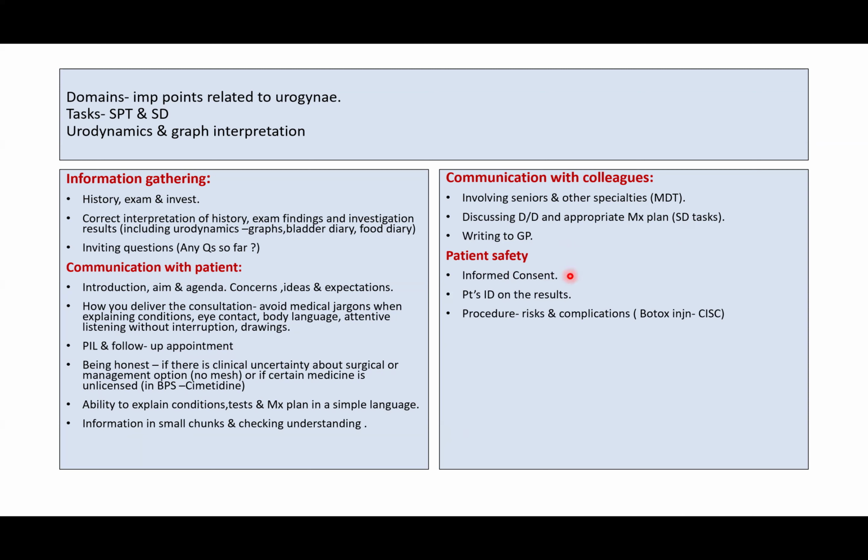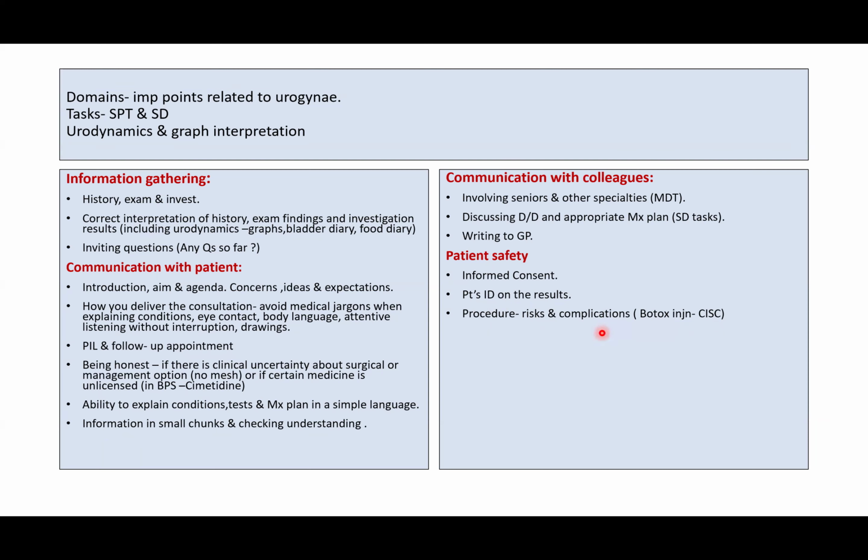For any procedure, take the informed consent from the patient. When you're discussing any result, check the patient's ID, name, date of birth, NHS number. When you're explaining the procedure, that is the applied clinical knowledge. But when you're talking about the risk and complications, that is the patient safety. For example, in overactive bladder or urge incontinence, we are giving the Botox injection. So telling the patient about voiding dysfunction and use of clean intermittent self-catheterization, that is patient safety.